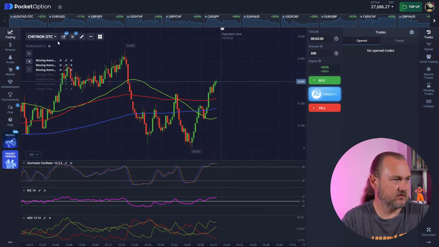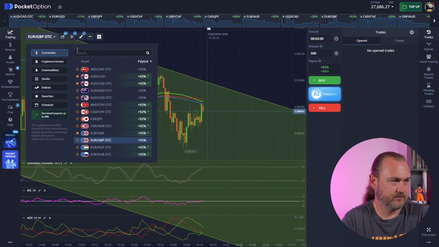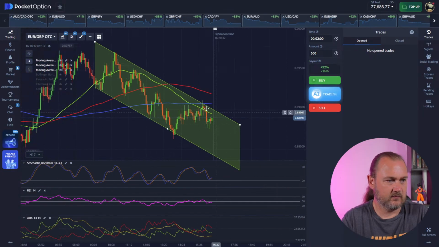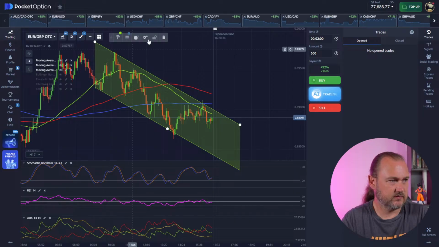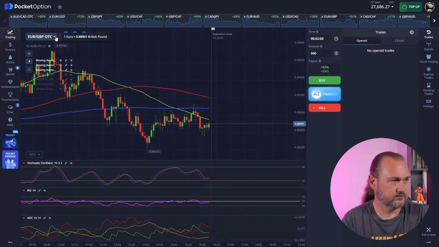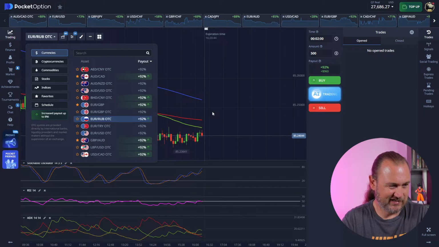Not really seeing a lot of ADX spikes either, or rather the DI spikes. Not seeing many of them. This is stuck here. I'm going to remove this. Euro GBP is stuck in this area. It has been now for basically the whole time that this stream has been running.